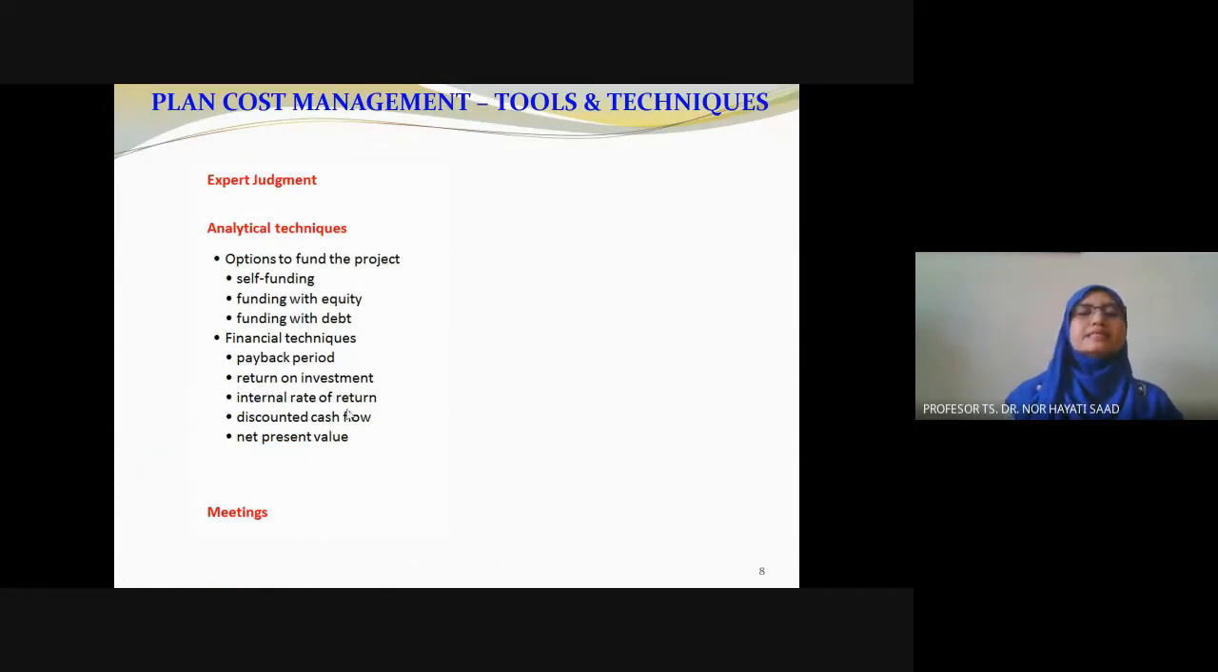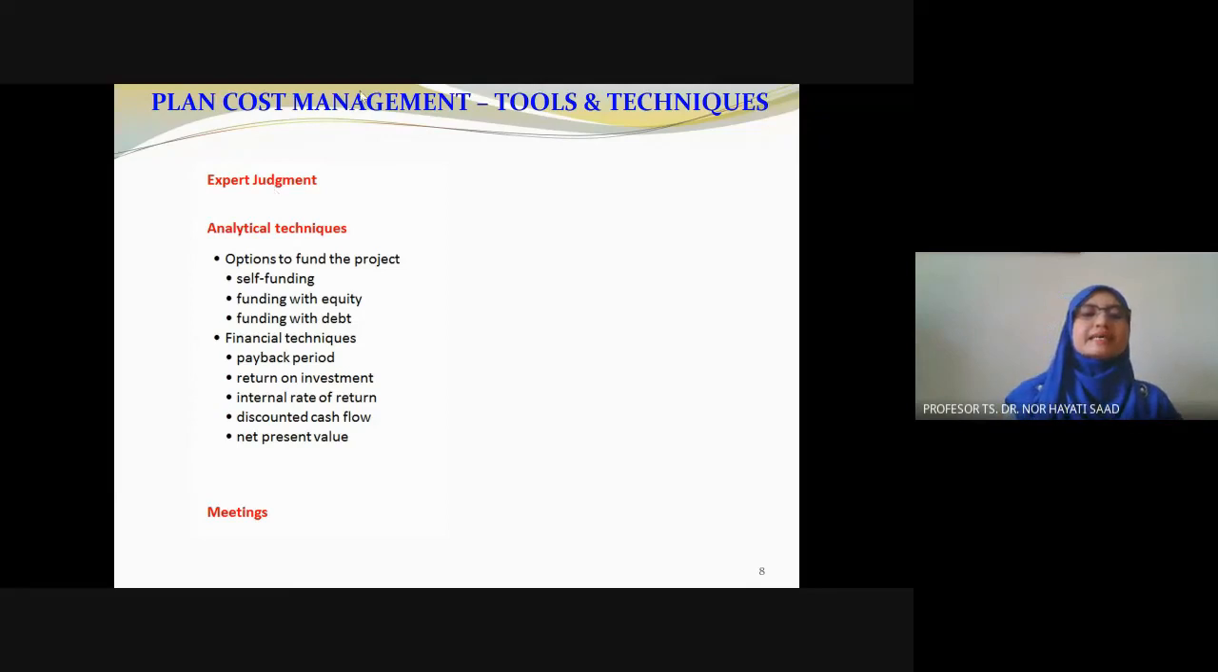And this is when we say expert judgment. Again, we can have consultants, stakeholders, and seniors from previous projects sit together to discuss how we want to go about the cost plan.